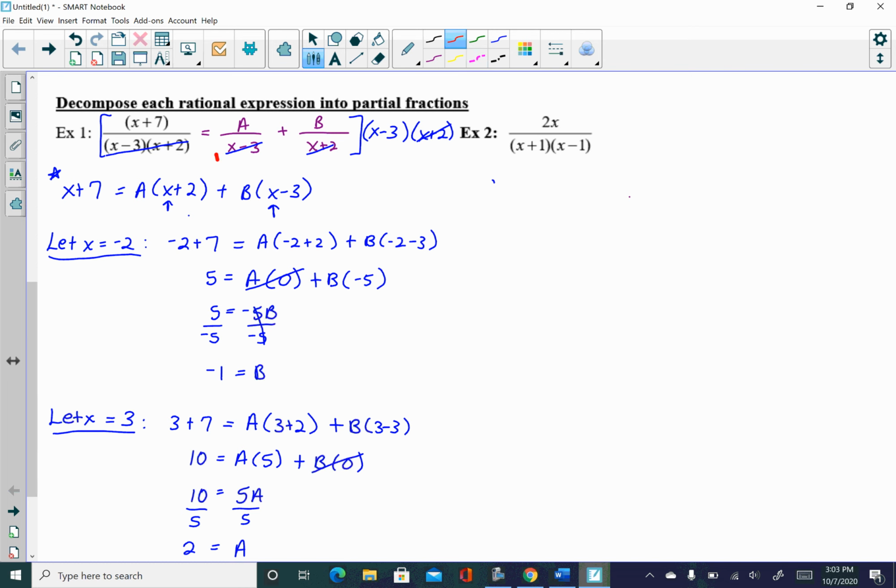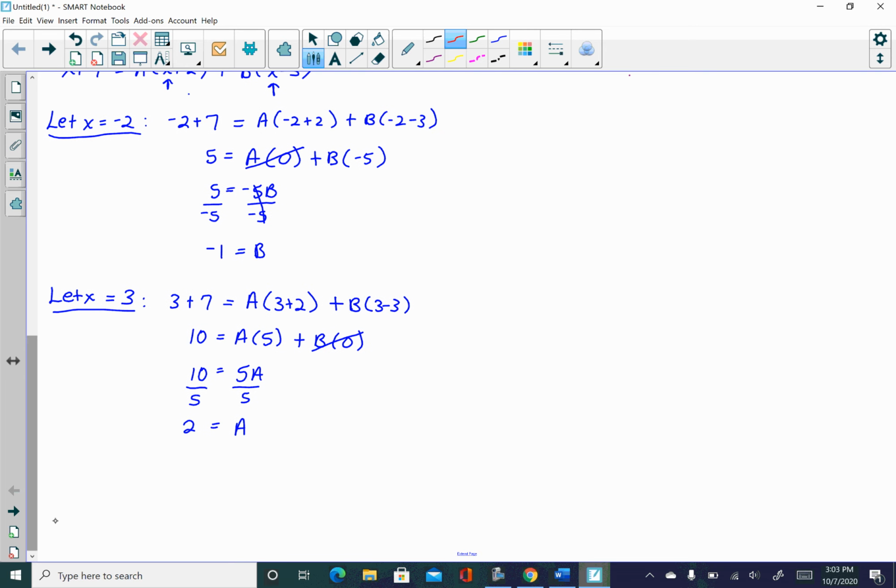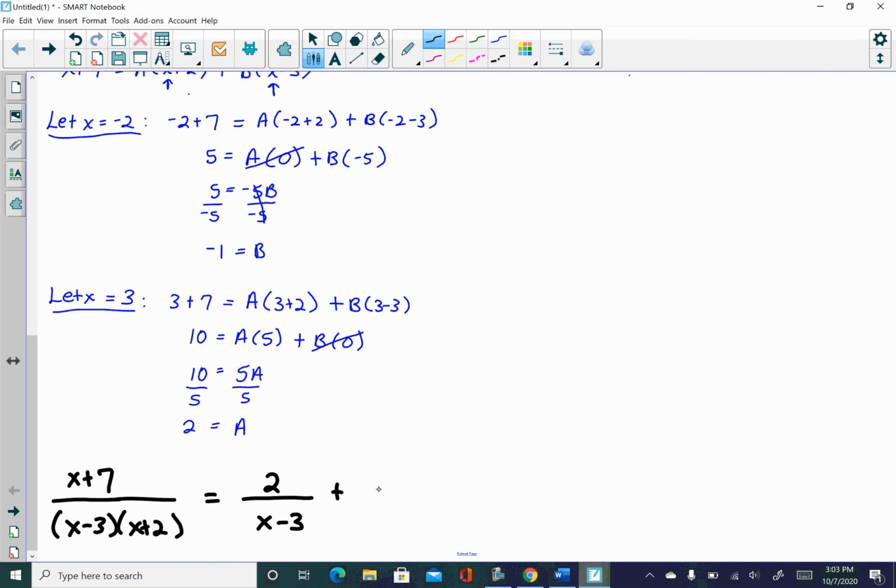So now your final answer is to go back here at the very beginning where we had these pieces right here and replace your A and your B. I'm going to write the original problem that you had there. You had x plus 7 over x minus 3 times x plus 2. That equals A, we just found, was 2 over x minus 3, plus B, we found out, was -1 over x plus 2.